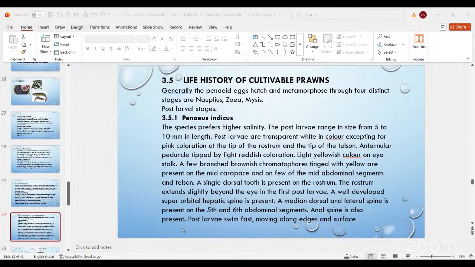The rostrum extends slightly beyond the eye in the first post-larvae. A well developed supraorbital hepatic spine is present. A median dorsal and lateral spine is present on the fifth and sixth abdominal segments. Anal spine is also present. Post-larvae swim fast, moving along the edges and surface.